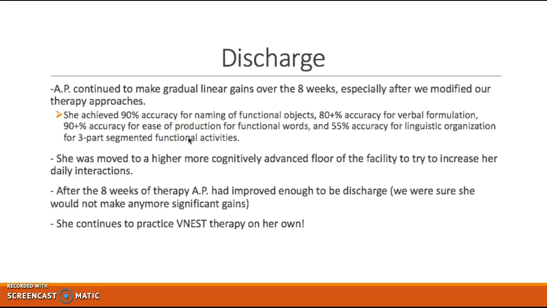AP was a great client to work with. I learned a lot from VNeST therapy, and I would definitely recommend it to anyone who has a client presenting with anomia. And overall, it was a great experience. I loved my placement at Ozanam Hall.